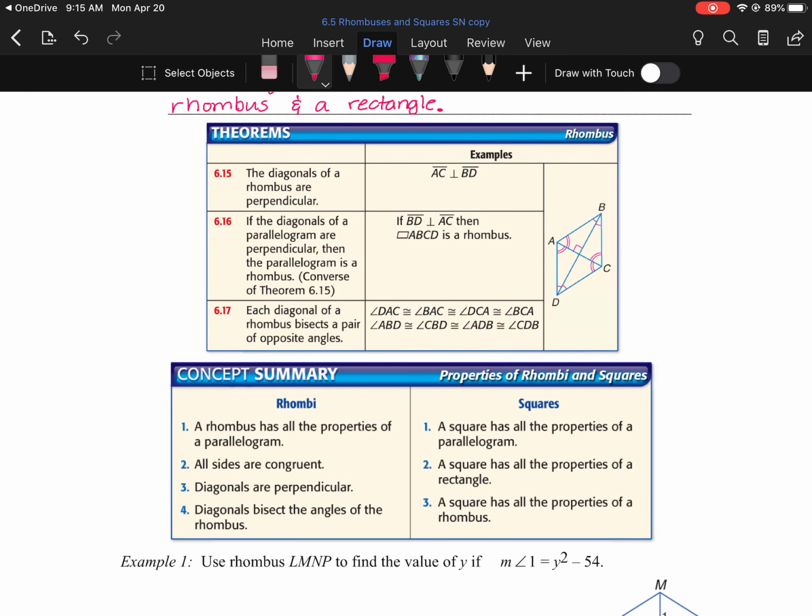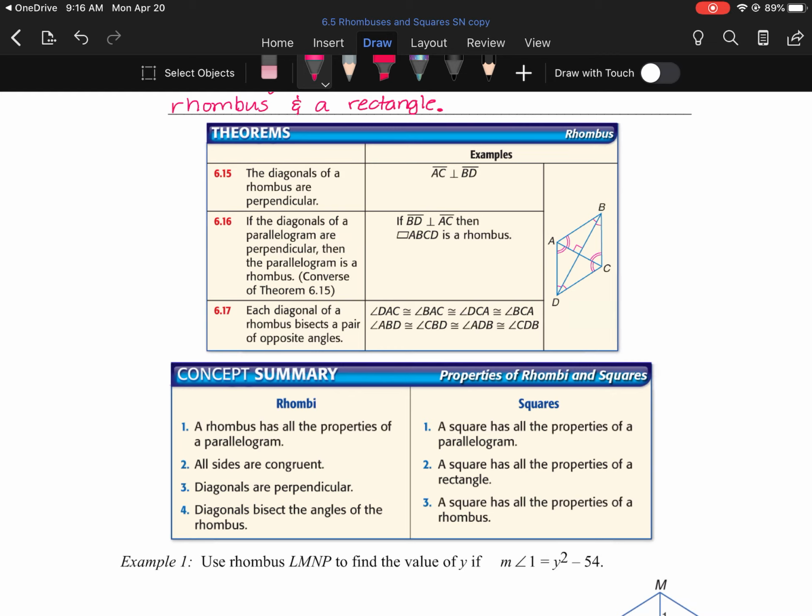So some properties about a rhombus. The diagonals of a rhombus are perpendicular. So if you see over here in the diagram, it's showing that they are perpendicular, meaning there's 4 right angles. That's going to be huge. If the diagonals of a parallelogram are perpendicular, then the parallelogram is a rhombus. So that's just saying the opposite, which is the converse of what we just learned.